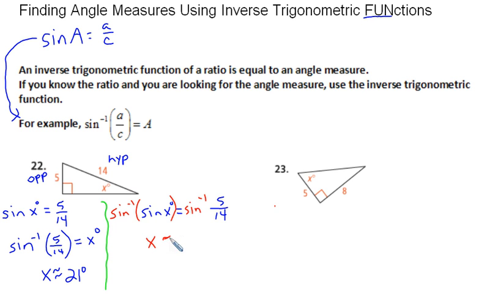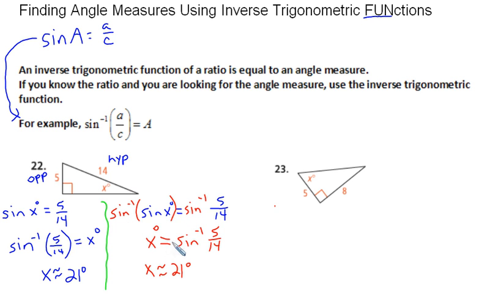And x is equal to inverse sine of 5 over 14. Well, that's exactly what I have over here. Inverse sine of 5 over 14. It's just a different way of looking at it. I'm still going to find that angle measure, put it in my calculator. It's about 21 degrees. So I like to look at it this way, that remember, an inverse trig function of a ratio is equal to an angle measure, but some people like to look at it this way, that we're taking the inverse sine of both sides.